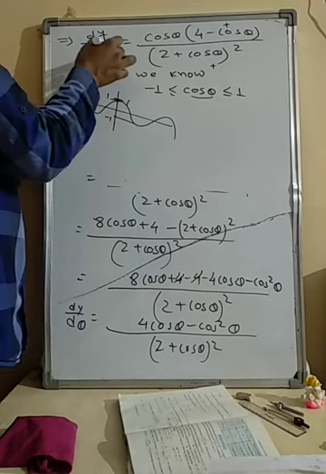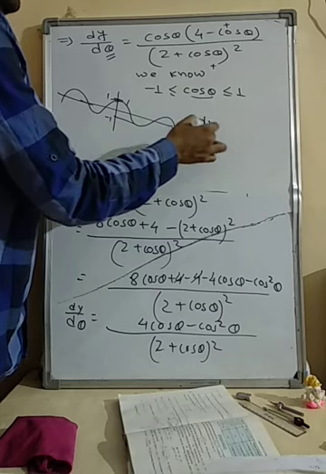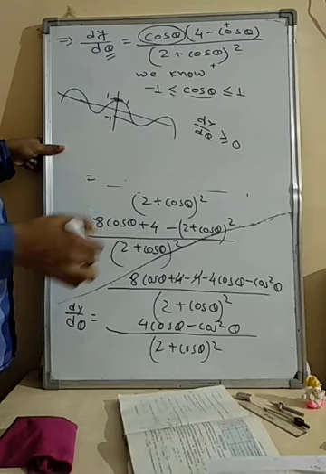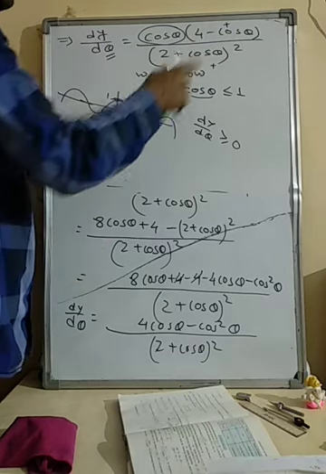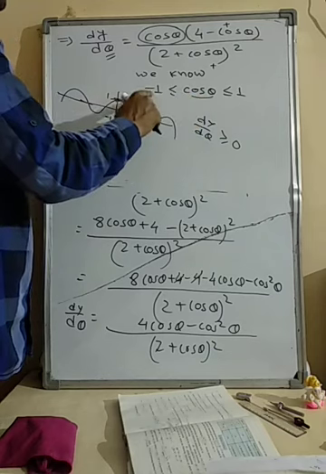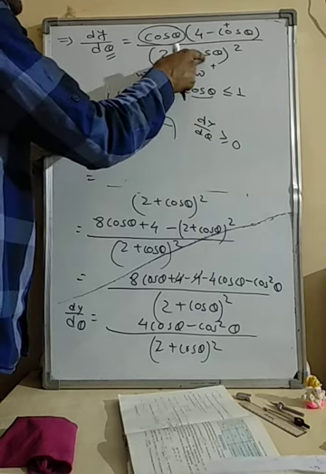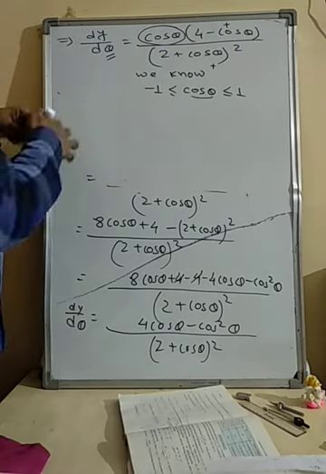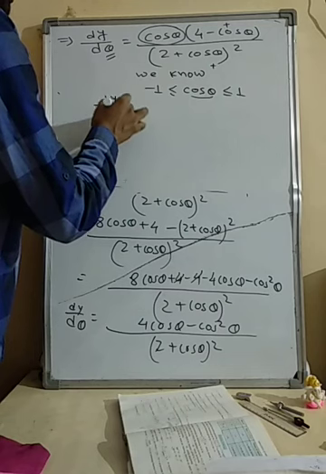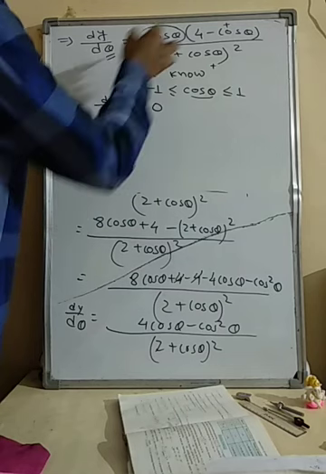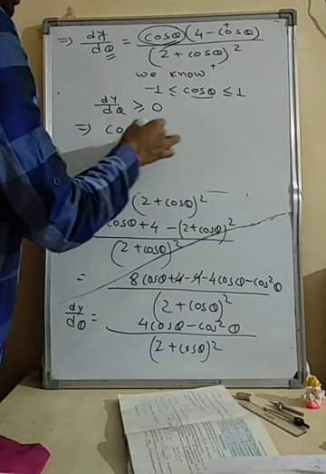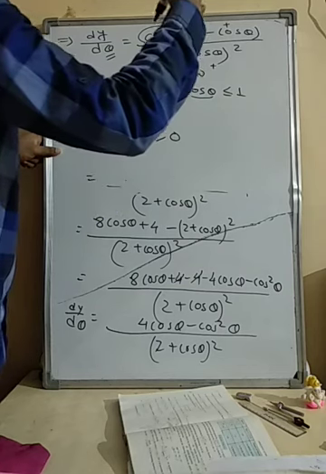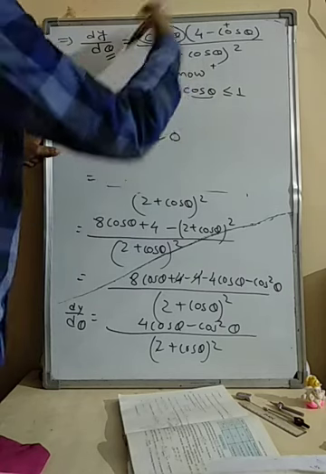So therefore dy by d theta should be greater than or equal to 0 when cos theta is greater than or equal to 0, because these are already greater than 0. If I put any value of cos theta from minus 1 to plus 1, it is always positive. So therefore we will write here dy d theta greater than or equal to 0 implies cos theta should be greater than or equal to 0, because they are already positive. So if this thing is greater than 0, the whole thing will be greater than 0, and if this thing equals 0, the whole thing equals 0.